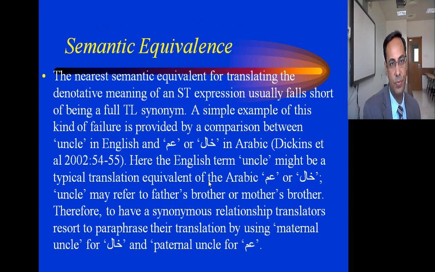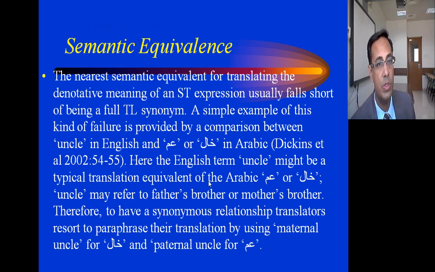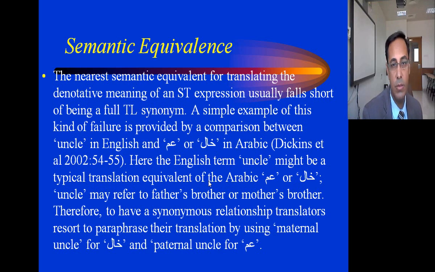Semantic equivalence. The nearest semantic equivalence for translating the denotative meaning, which we find in the dictionary, المعنى الدلالي, of a source text expression usually falls short of being a full target language synonym. A simple example of this kind of failure, of course, there is meaning loss. This kind of failure is provided by comparison between, if we compare the word uncle in English and عم in Arabic, or uncle in English and خال in Arabic.